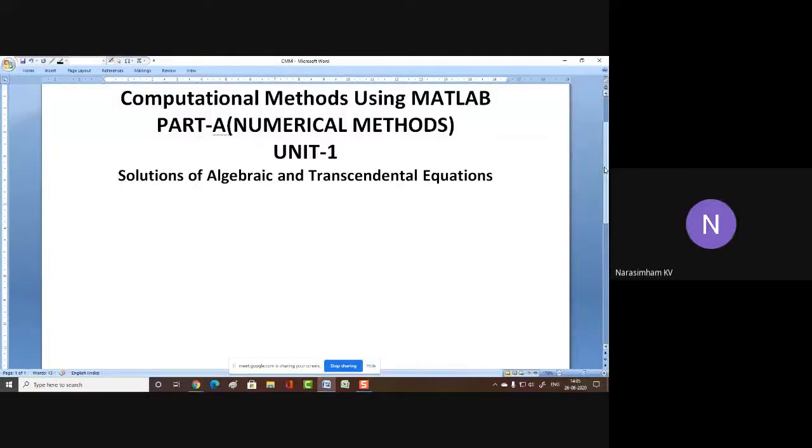Using MATLAB. So this paper contains two parts, part A numerical methods and part B MATLAB programming. And the first unit in part A is numerical solutions of algebraic and transcendental equations. Yesterday we discussed the definitions of algebraic and transcendental equations.